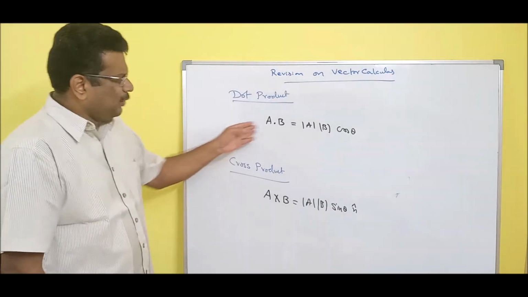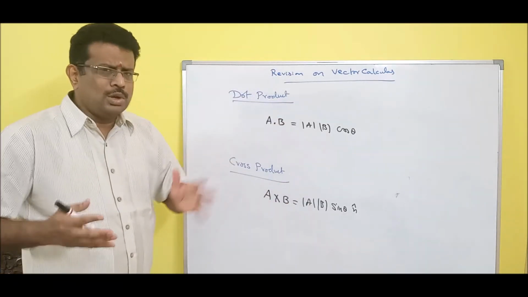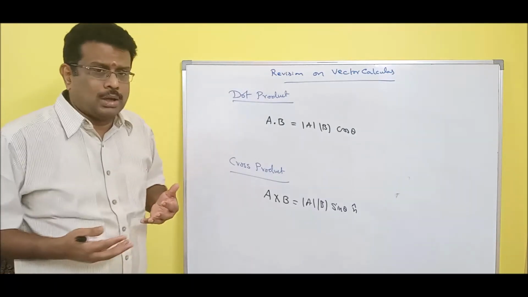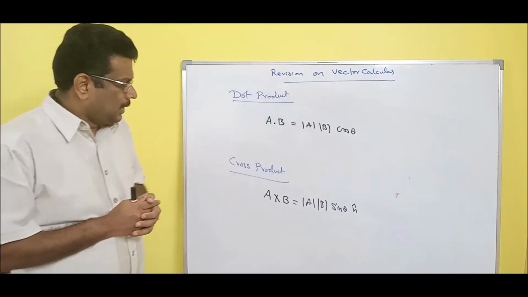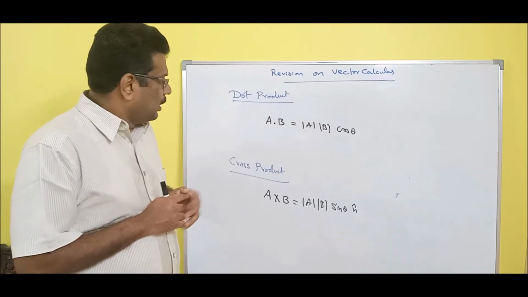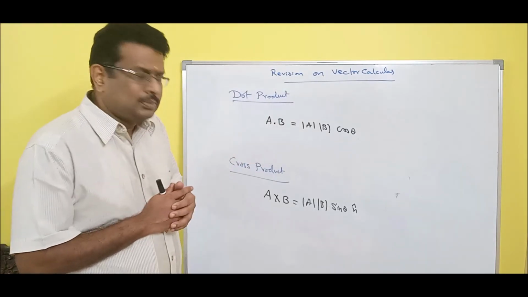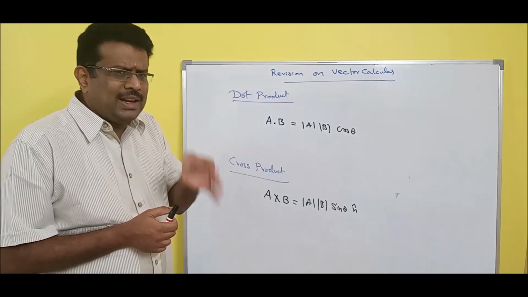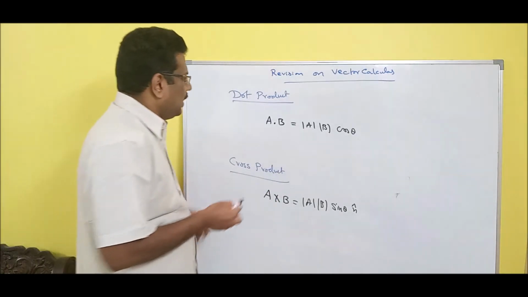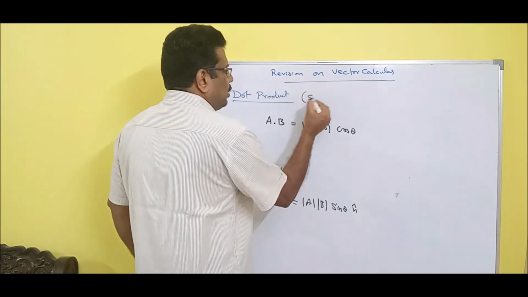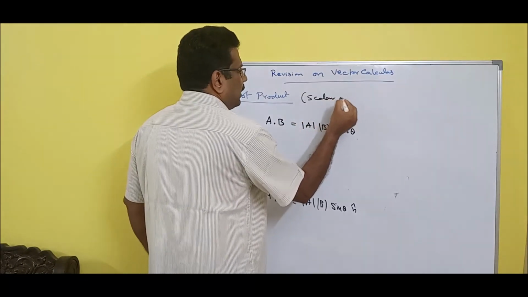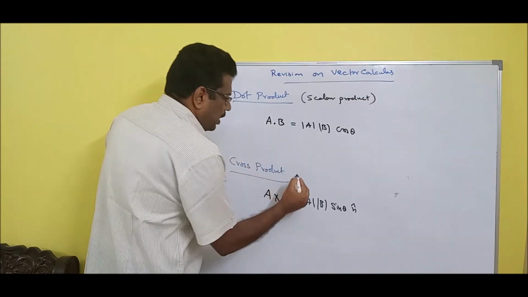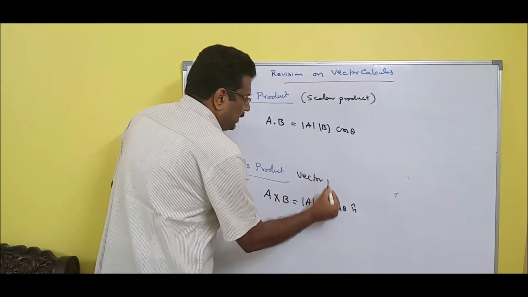Just if you remember this, I am sorry to say this, don't jump and say, I know dot product, I know cross product. Now my question here is, who is A and B? Who is A and B? You will easily get cheated by the definition. Dot product is also called scalar product. Cross product is also called vector product.